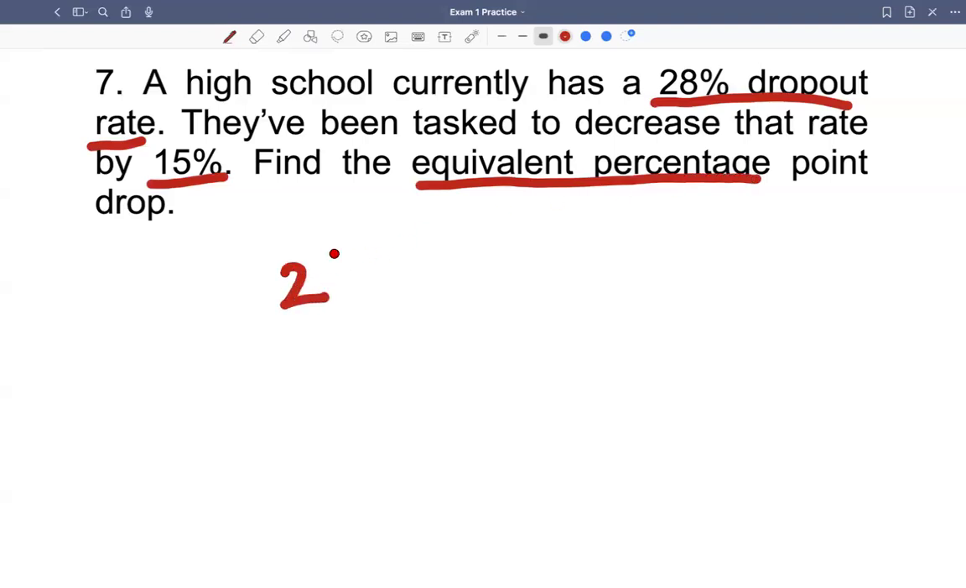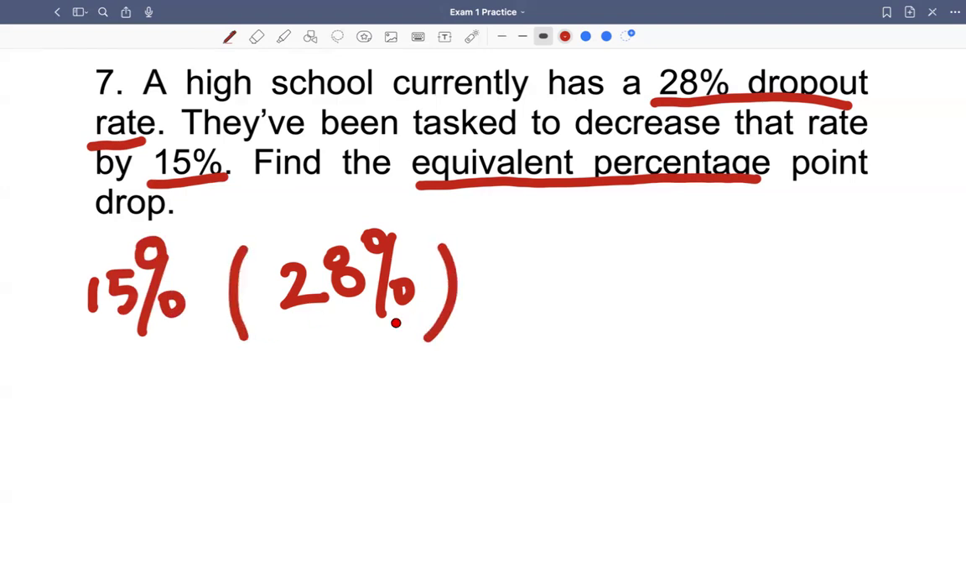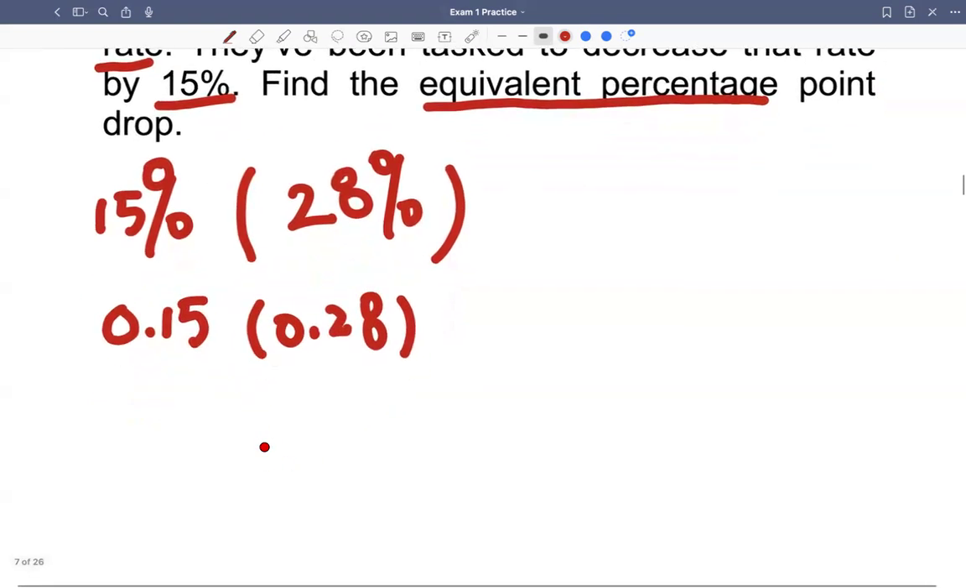All right, that's just 28%. And this is like a base, then 15% of that. Of means multiply, so multiply those two percentages. But how do we multiply? We can multiply in two ways. One way is to use a calculator and convert to decimal numbers. So 15% is 0.15, then multiply by 28%, which is 0.28. Then we use a calculator to multiply these two numbers.